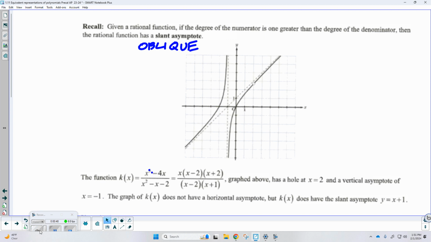Okay, so we started talking yesterday. This lesson is going to pull all of the previous lessons together, everything we've been talking about when it comes to the characteristics and features of a rational expression. And we started to graph our first one yesterday. So we started talking about slant asymptotes, and you may refer to them as oblique.